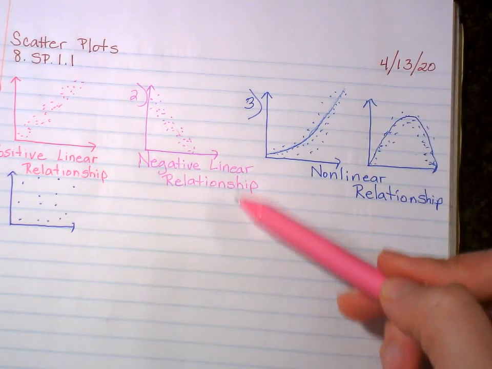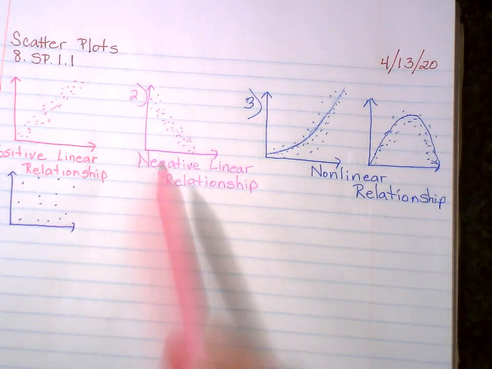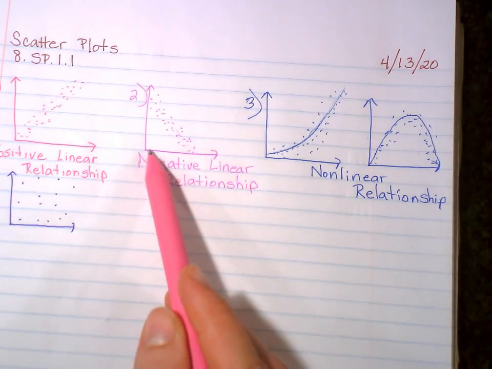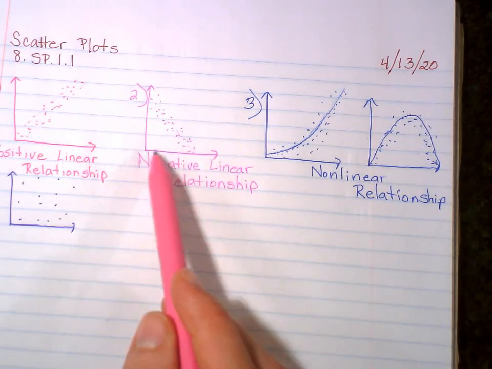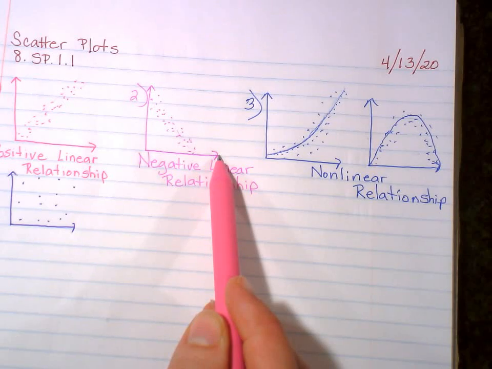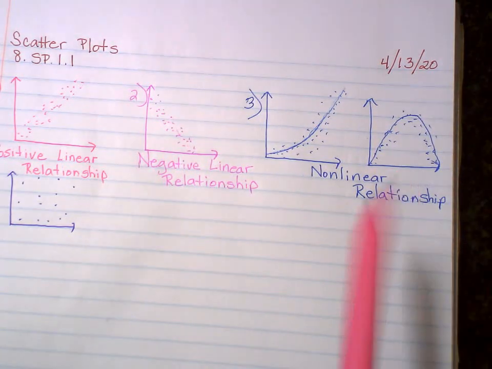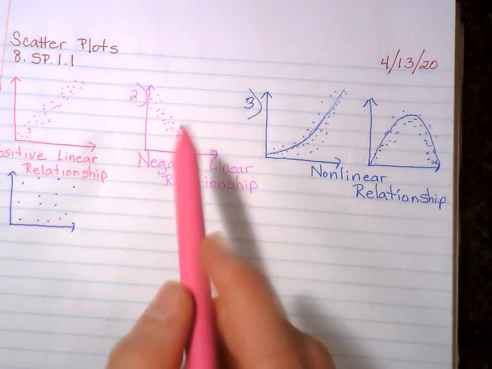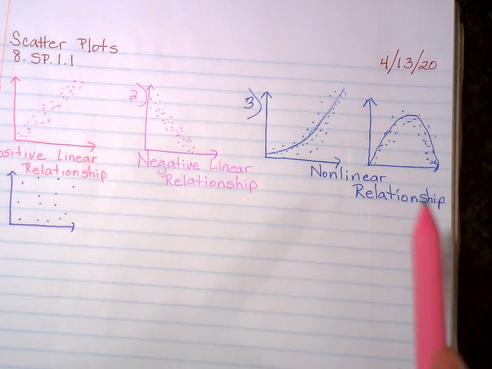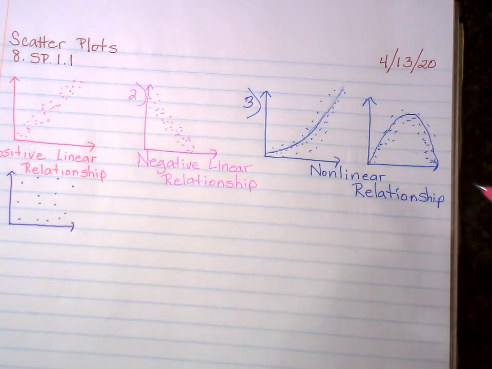The next one's a negative linear relationship. So that means they're inversely related. That means as one increases, the other variable decreases. So for example, the more money that you put in the bank, the less debt you're going to have, or the less money you're going to have to owe. So it's an inverse relationship. It's a negative relationship. Then nonlinear relationships, it's still related, but it's not a straight line.